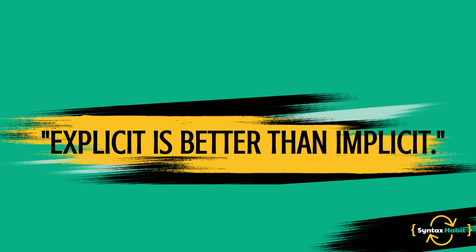In the next lesson, we will learn how to check the data type of a value, which will help you understand exactly what your variables contain. As the Zen of Python reminds us, explicit is better than implicit. Writing clear and explicit code makes your programs easier to understand, easier to debug, and easier to maintain.